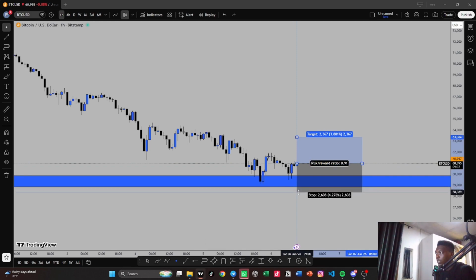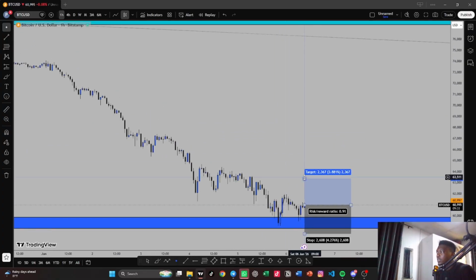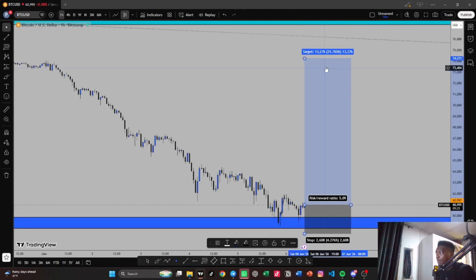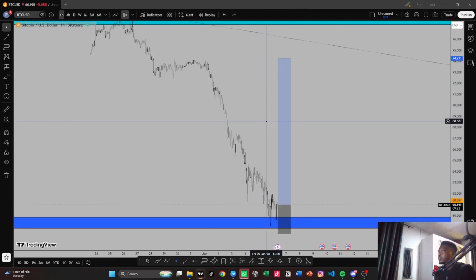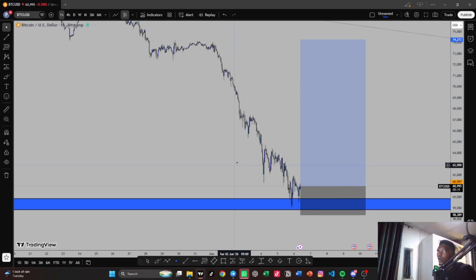Stop loss is okay at 58. Then you can have your targets. I usually go for ratio 5. So this is how I'm going to place a trade on BTC.